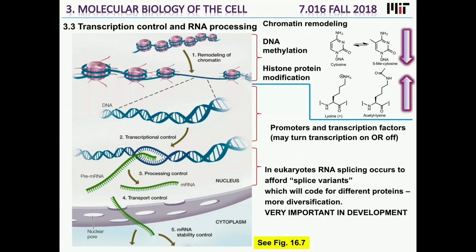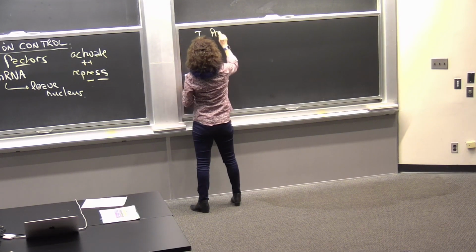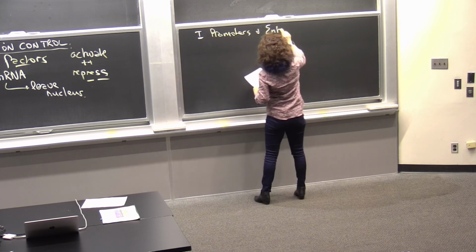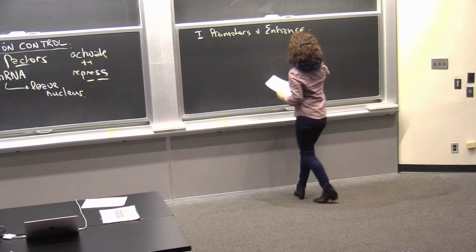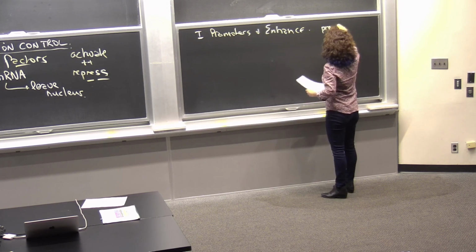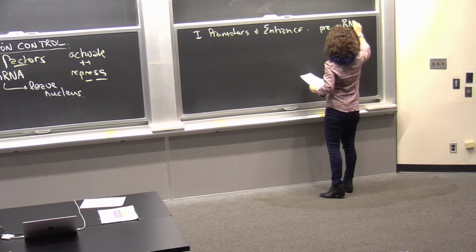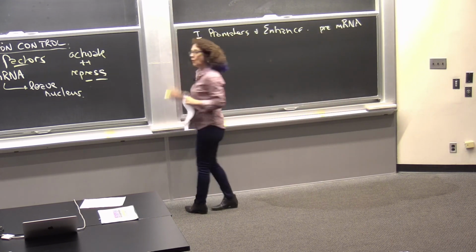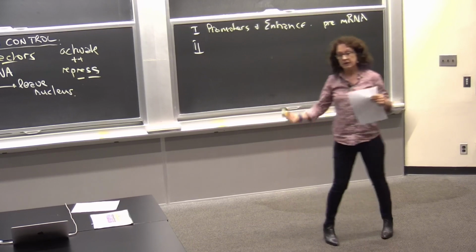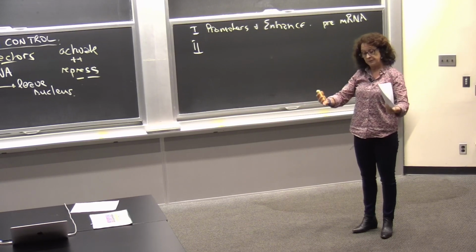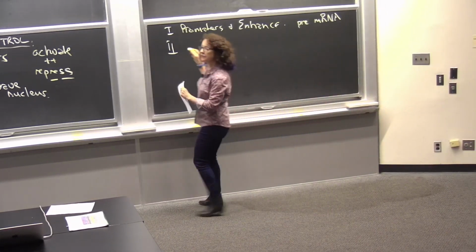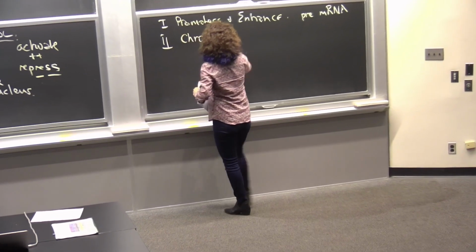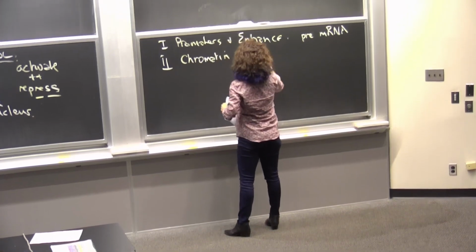So, we've talked about promoters and enhancers. Those happen early. That's all about making the pre-messenger RNA. But now we have to discuss some aspects that are also critical for making the initial pre-messenger RNA, and that's chromatin remodelers, or chromatin remodeling.